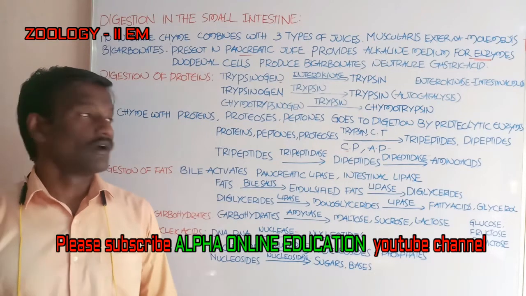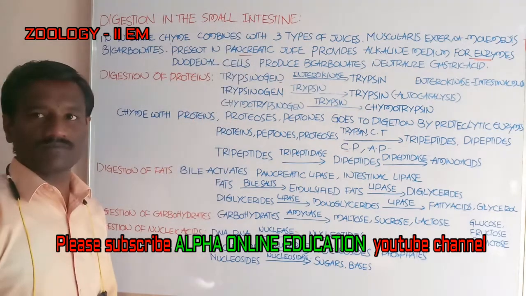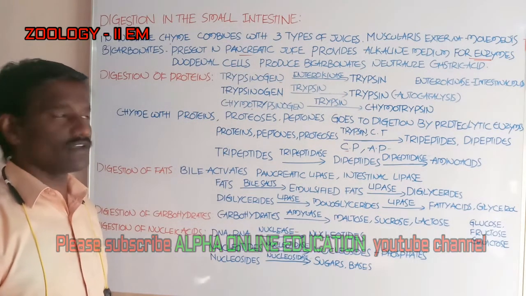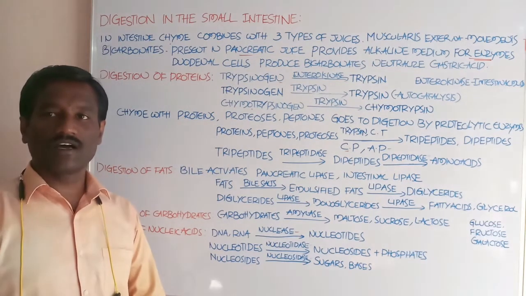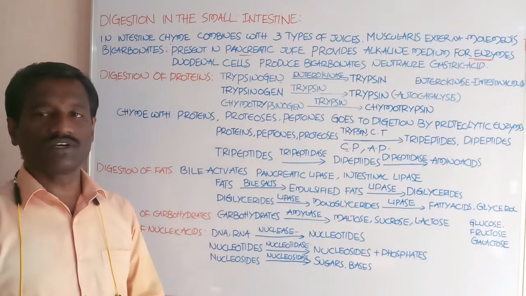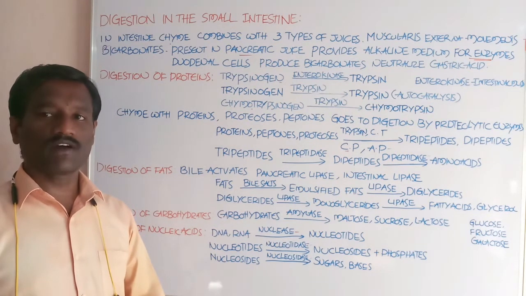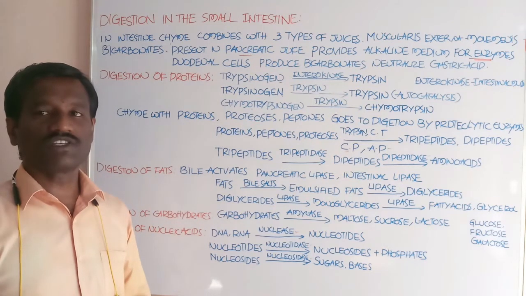Students, next topic is digestion in the small intestine. Food is digested in the stomach, and the chyme form of the food enters the lumen of the small intestine, the first part of which is called the duodenum.